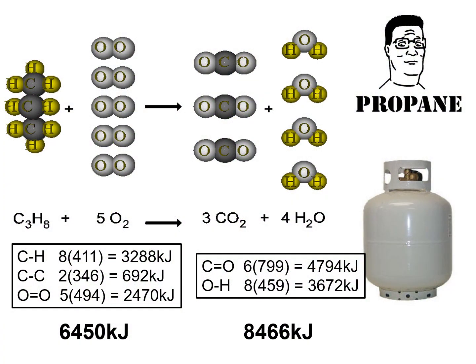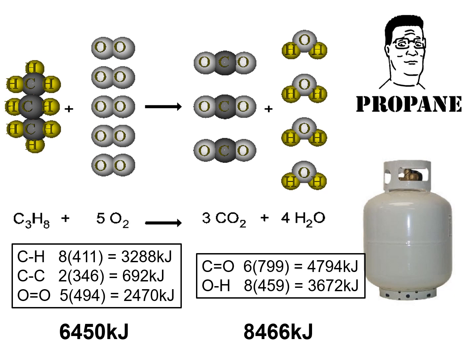Take a look at the balanced equation for that reaction. So again, we have propane, C3H8. We have 5 diatomic oxygen molecules. We're going to combine those. We're going to provide a little bit of a spark to break all of those bonds, and then the atoms are going to rearrange themselves into carbon dioxide and water.